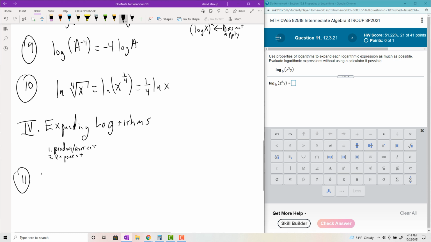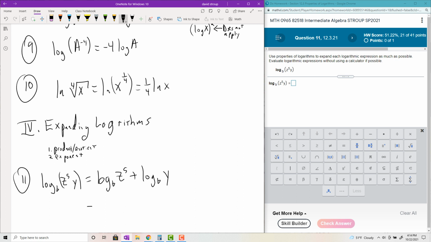For number 11, I have log base b of z to the fifth times y. What you don't want to do is try to take that 5 and put it in the front. That won't work because the exponent 5 is not attached to the y. It would have to be attached to the z and the y, like zy in parentheses to the fifth. So break them up first using the product or the quotient rule. You have log base b of z to the fifth plus log base b of y.